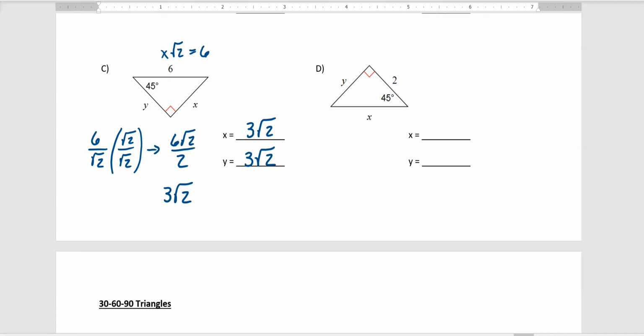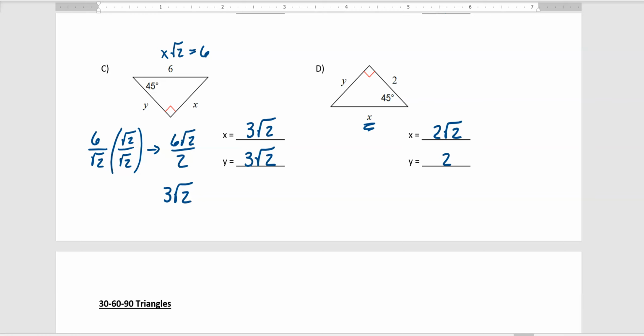And my last one here, letter D, my short side is 2, which means my other short side, y, must also be 2. And to find the long side, I just multiply that short side by the square root of 2. And there we go. That's how we can find the side lengths of 45, 45, 90 triangles.